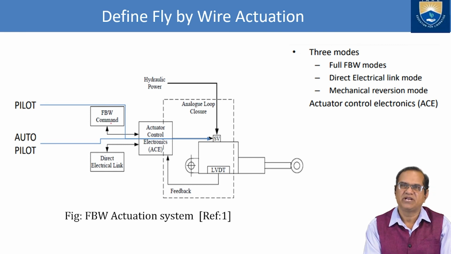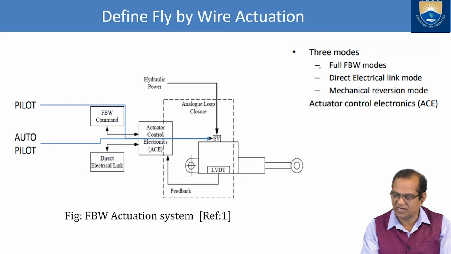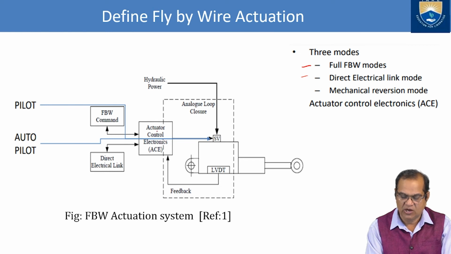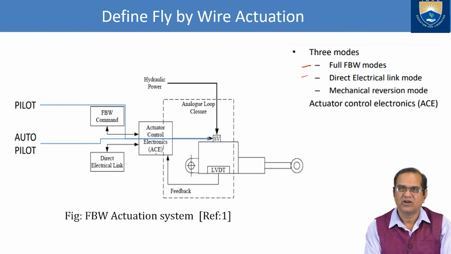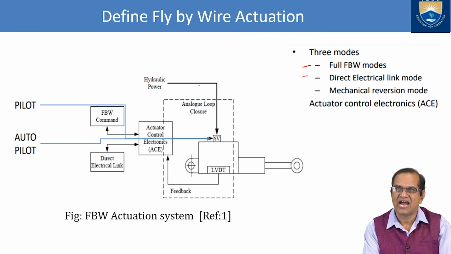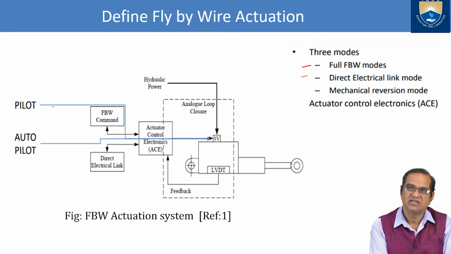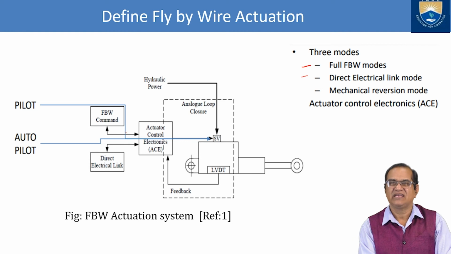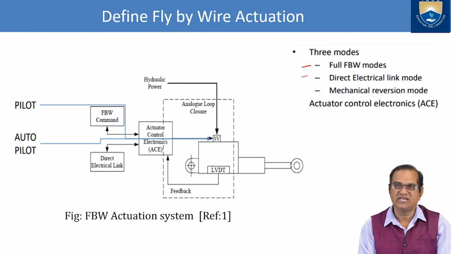Here we have the FBW command and here we have the direct electrical link. These two are shown here. Here is the hydraulic, and this goes to the actuator control electronics, ACE, and here we have the analog loop closure. The hydraulic power will be in this actuator, and the feedback, how much it is going forward or rear, will again be given to the actuator control unit, as per the pilot instruction or the autopilot instruction. These things will be operated, and this is a very simple fly-by-wire actuation system.